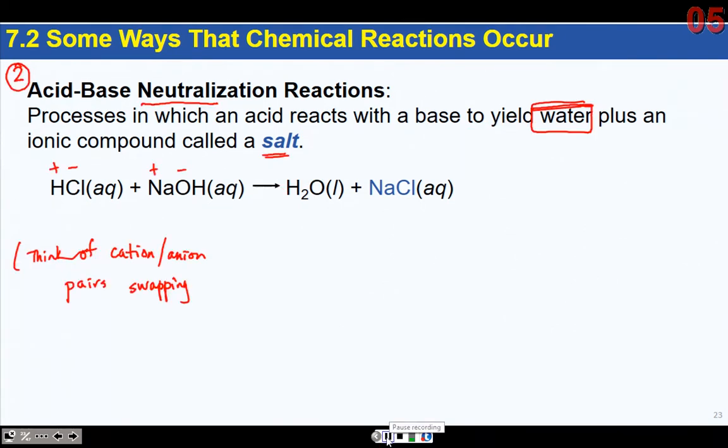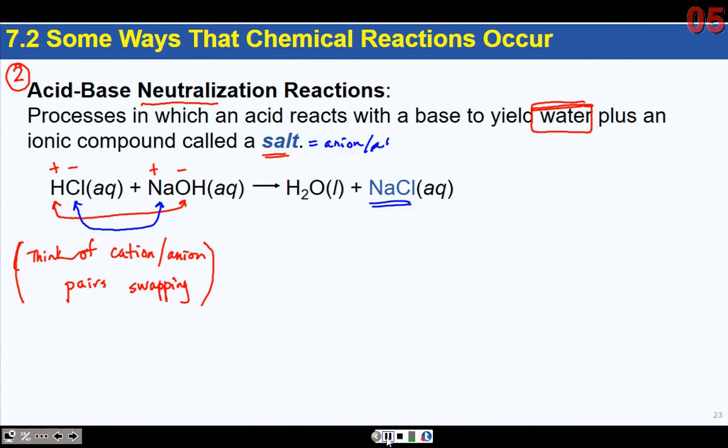So cation and anion pair swapping. First of all, you'll have to know when things are acids or bases. We'll come to that discussion a little bit later in the chapter. But you're going to think in terms of a cation and anion pair swapping. And when you do that, you can imagine that the hydrogen ion combines with the hydroxide ion, and the chloride ion will combine with the sodium ion. And that gives you our salt. In this case, the salt is ordinary sodium chloride, but any anion-cation pair is going to be a salt.